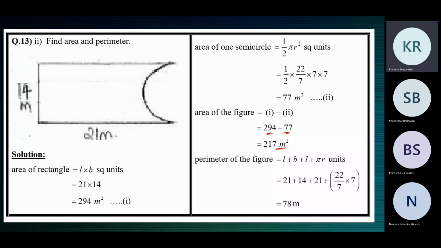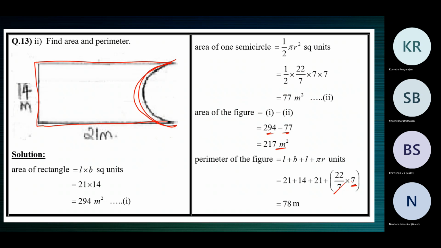The perimeter is, as we understood, 21. Just go along the boundary. Plus 14 plus 21 plus pi r. The length of the semicircle is pi r. So 22 by 7 into 7. 7 and 7 cancel. This is the perimeter of the figure.